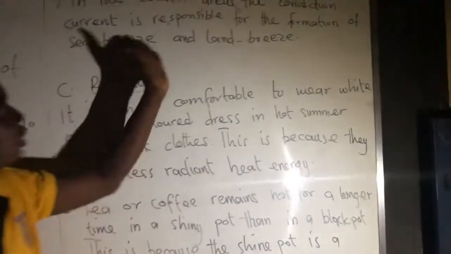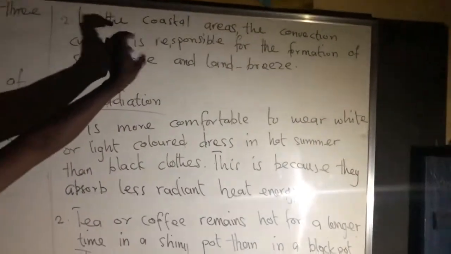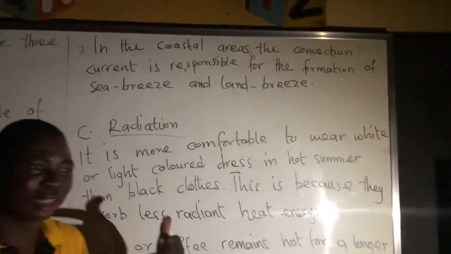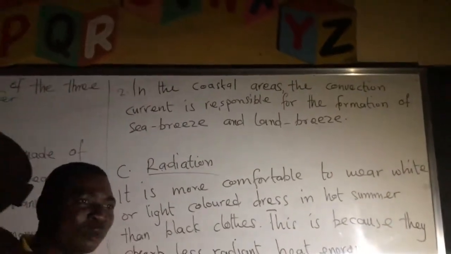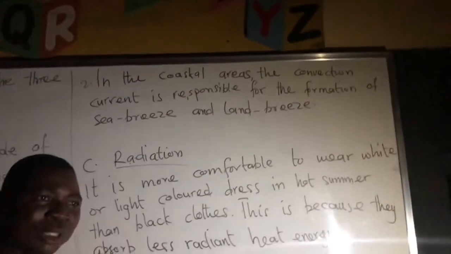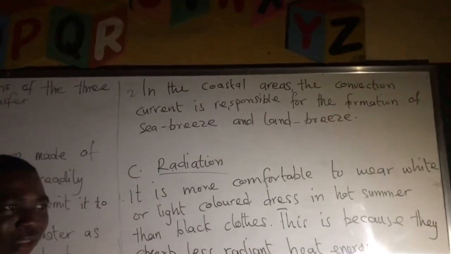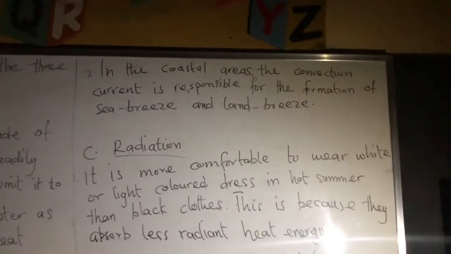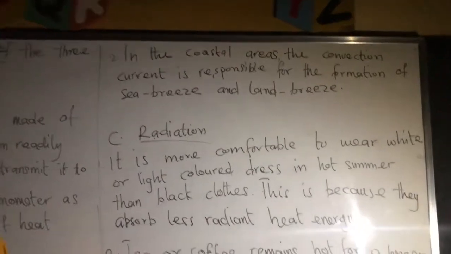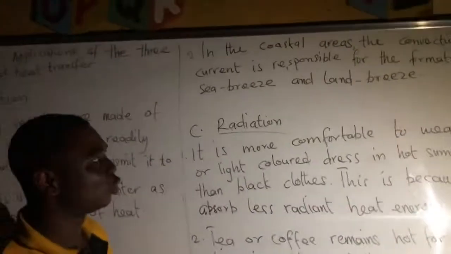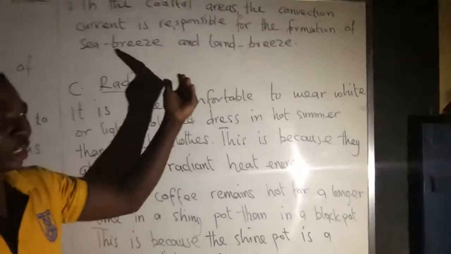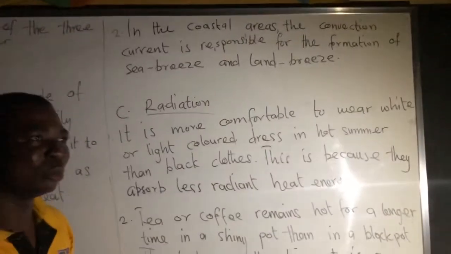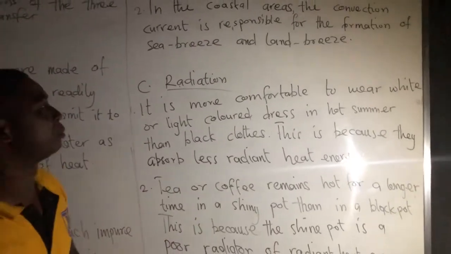So the land breeze and then the sea breeze happen because of what? Convection. Because the air circulates, and convection is what? The circulation of air in the midst of or around. So that is how the sea breeze and then land breeze happen. It happens because of the convection mode of heat transfer.